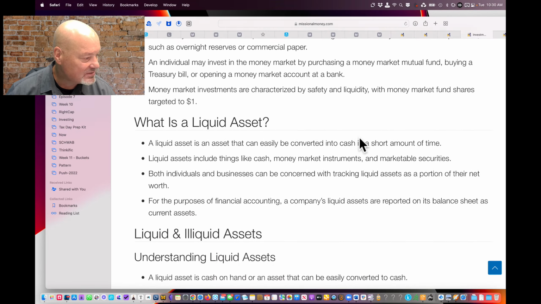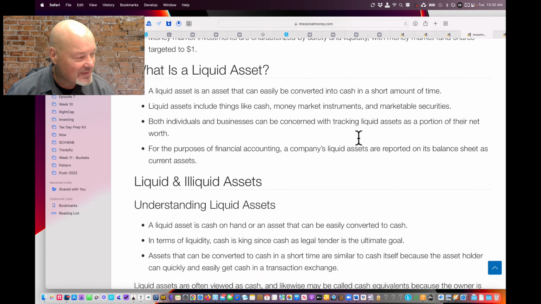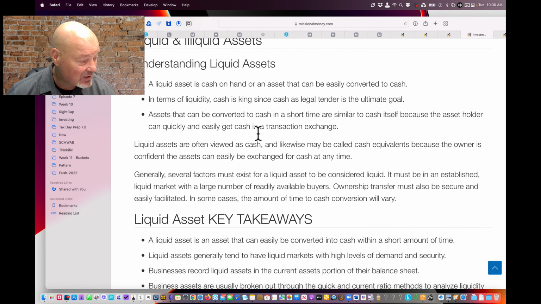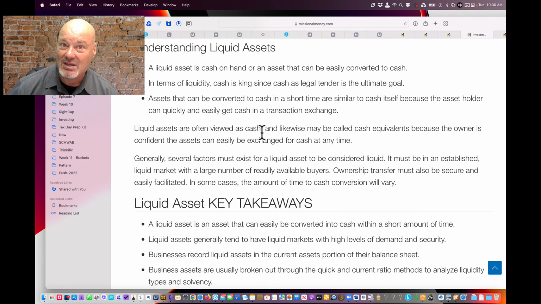So let's see. Liquid asset, that's another thing you're going to want to think about and understand. Basically, liquid assets just mean you can access them.